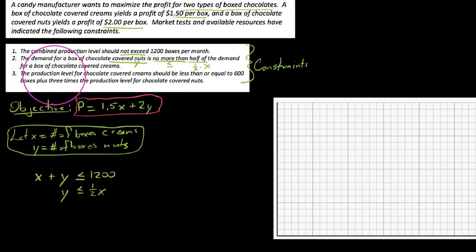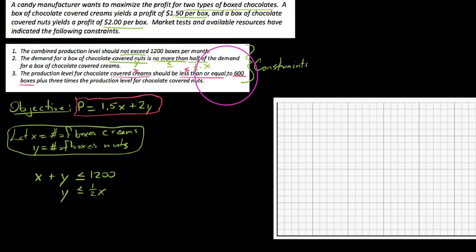Cool. All right. So the next constraint: the production level for chocolate covered creams. This would be chocolate covered creams, which is our x. It should be less than or equal to, which says what it means, 600 boxes plus 3 times the production level for chocolate covered nuts.